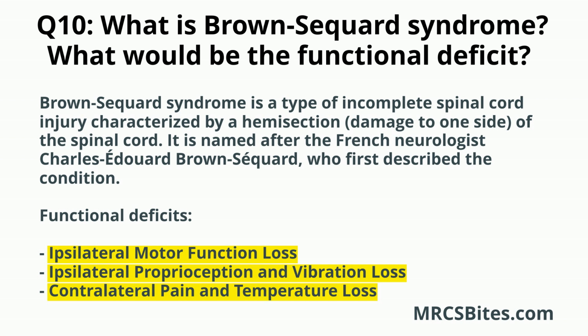The spinothalamic tracts, which carry pain and temperature sensations, cross over to the opposite side of the spinal cord shortly after entering the cord. Thus, damage to these tracts results in loss of pain and temperature sensations on the opposite side of the body, contralateral side, from the injury. In summary, Brown-Sequard syndrome leads to a characteristic pattern of sensory and motor deficits, weakness and loss of proprioception, vibration on the same side as the injury, and loss of pain and temperature sensation on the opposite side. This specific pattern helps in diagnosing the condition and localizing the spinal cord injury.